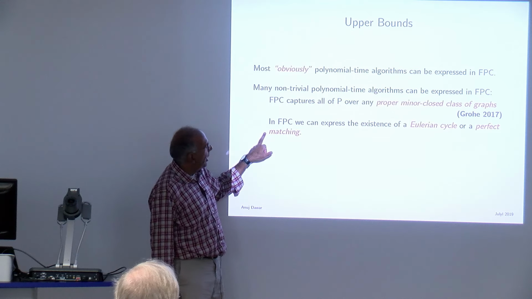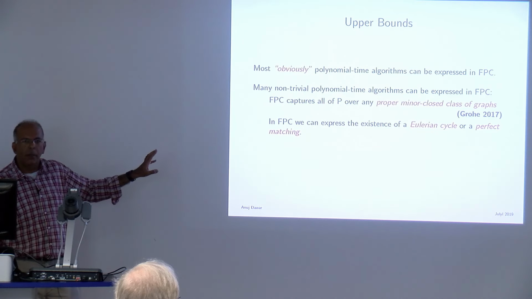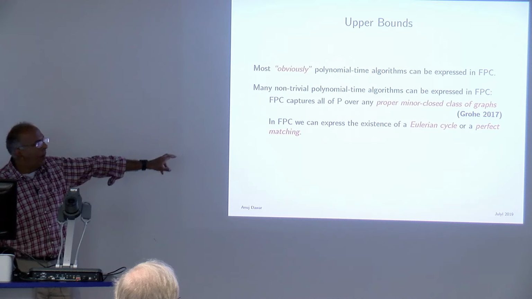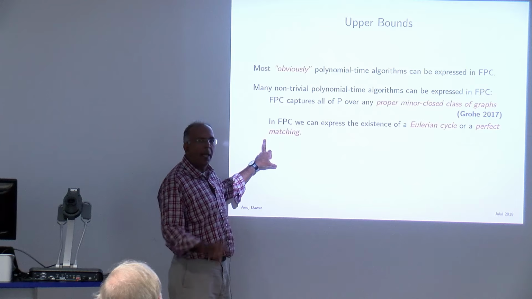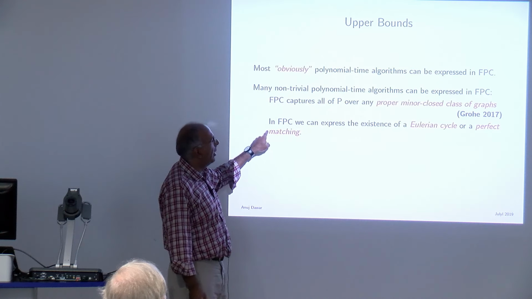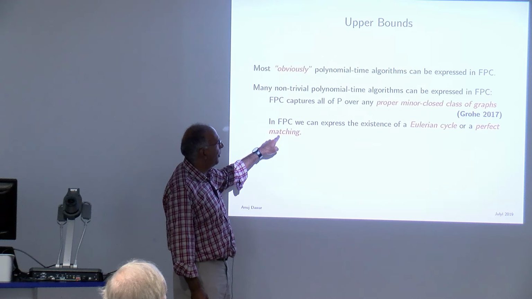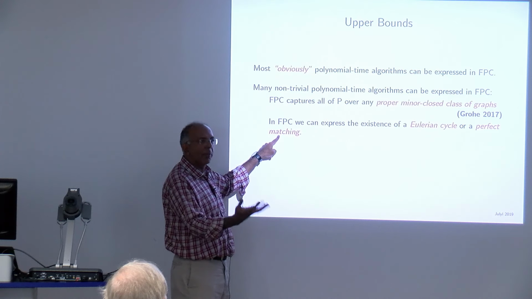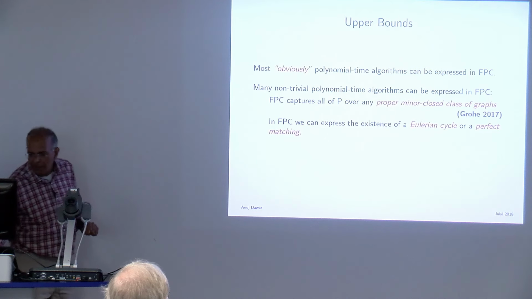The existence of Eulerian cycles and perfect matchings is definable in FPC. Eulerian cycle is kind of easy to see because you just state that every vertex has even degree. Perfect matching is not so easy to see. The natural formulation is kind of second order, and we obtained that as a consequence of, and this is why I'm talking about algorithms, showing that the ellipsoid method for solving linear programs can be turned into FPC formulas.